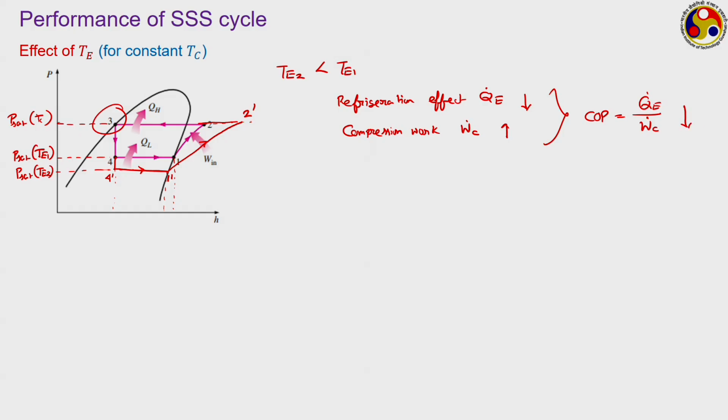And another parameter of importance is the highest temperature, which is this T2 prime. That is also increasing because of a reduction in the evaporation temperature, which is also not always the desirable thing. The highest temperature associated with the cycle is increasing, refrigeration effect is decreasing, compression work is increasing, leading to a reduction in the overall COP. So, the recommendation is we want our TE to be as high as possible.